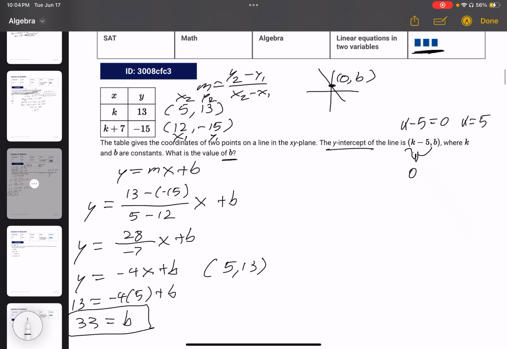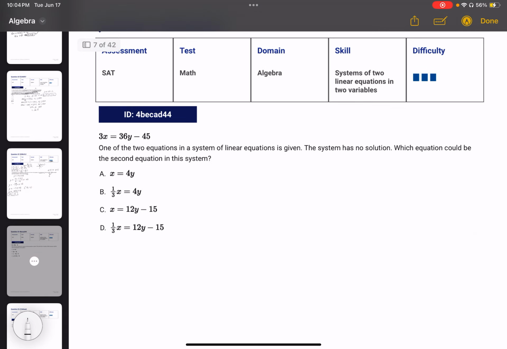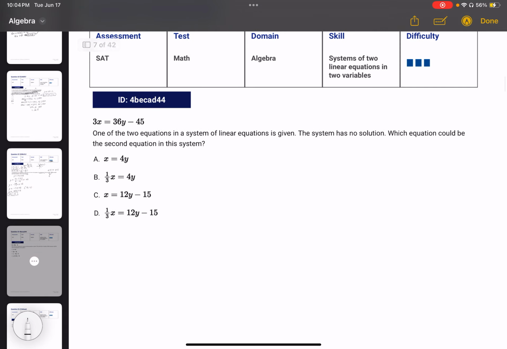Okay, looking at our next problem. 3x is equal to 36y minus 45. One of the two equations in a system of linear equations is given. The system has no solution. Which equation could be the second equation in this system?